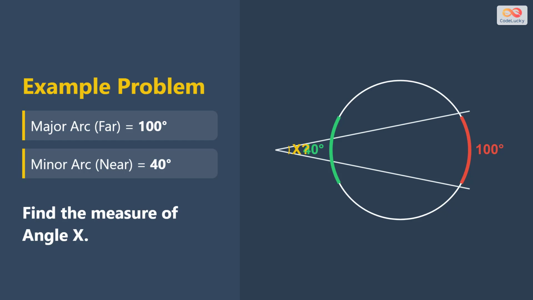Let's apply this to a problem. Suppose we are given a circle where the far arc measures 100 degrees and the near arc measures 40 degrees. We need to find the value of angle x, which is formed by the 2 secants meeting outside.